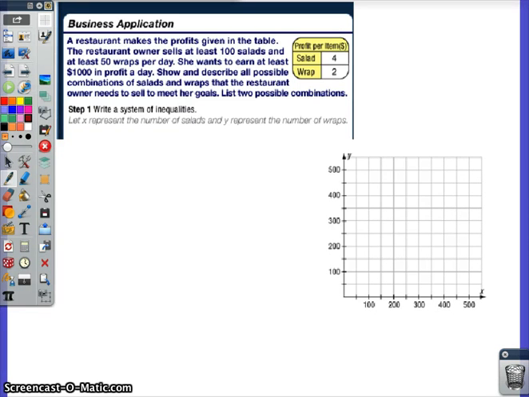Okay, so we're always looking for, how can we use this math in the real world? Where does this come into play? Here's a perfect example of how a system of inequalities could represent something in the real world. Take a look at this business application.